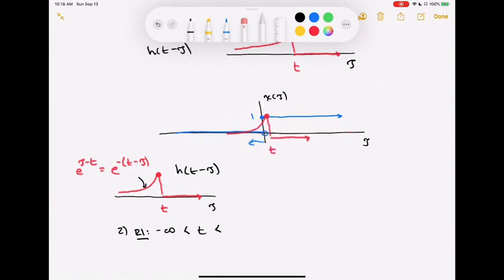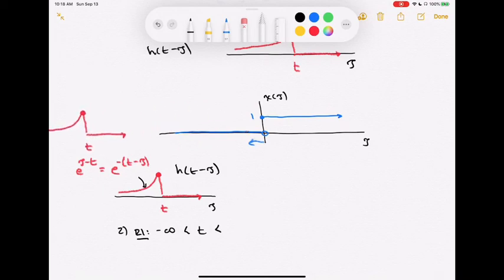So let's go ahead and take a value of this guy. I could take it over here. The product of those two guys is going to be what? It's going to be 0, right? Because t is less than 0, and my h function here is non-zero only to the left of t, and my x function, the blue one, is non-zero only to the right of tau equaling 0. There's no overlap where one or the other function is not 0. So the product for this particular t I'm showing is 0 everywhere.